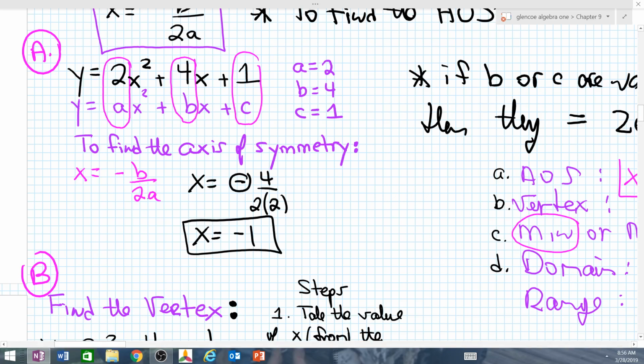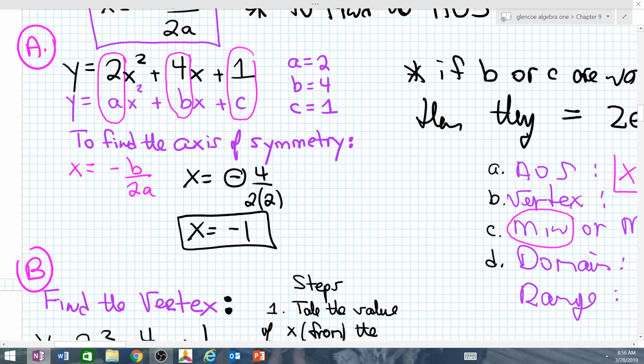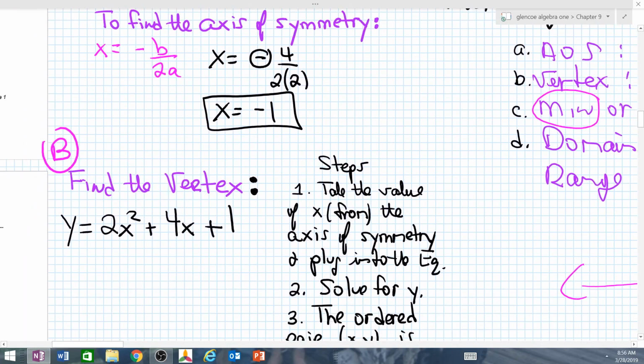It's the equation to find the axis of symmetry. It's given. I discussed that earlier. Okay, so that's a given formula. So we have the axis of symmetry. Now we want to find the vertex.